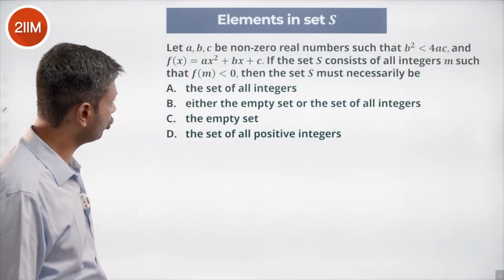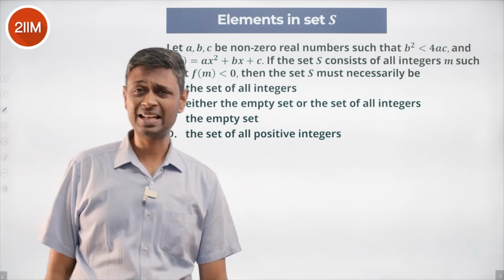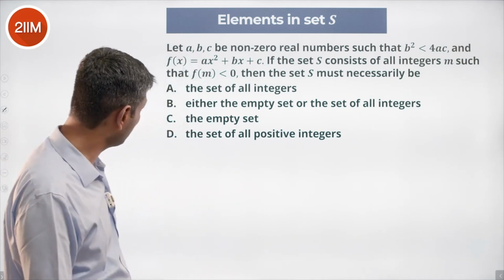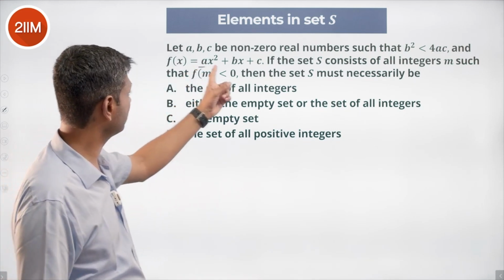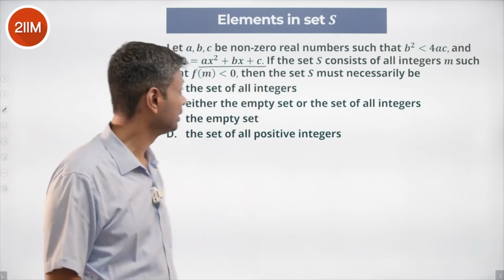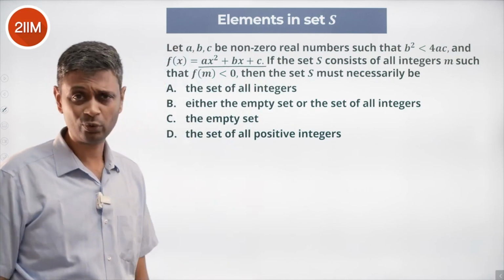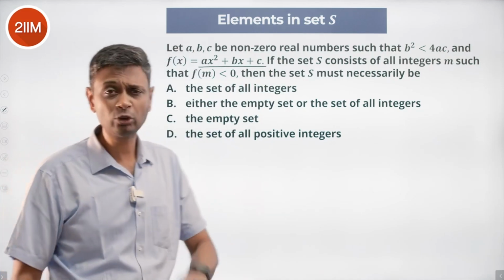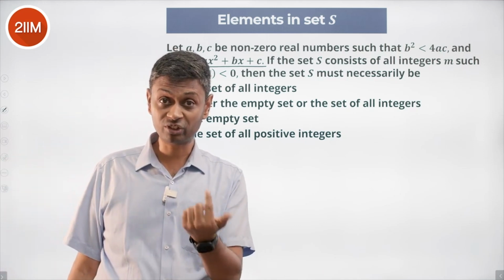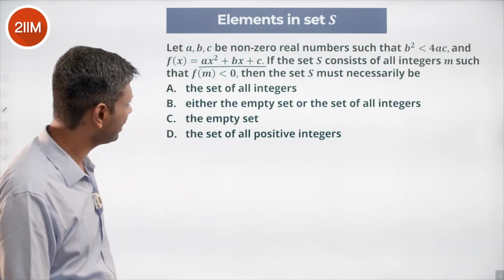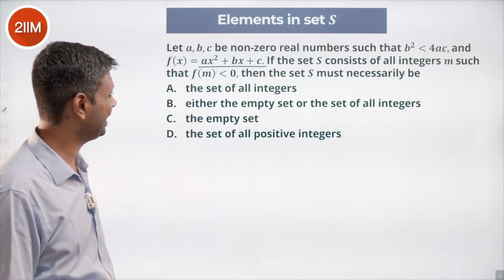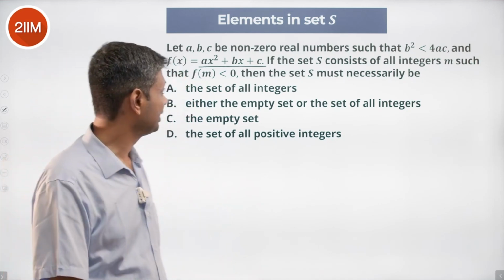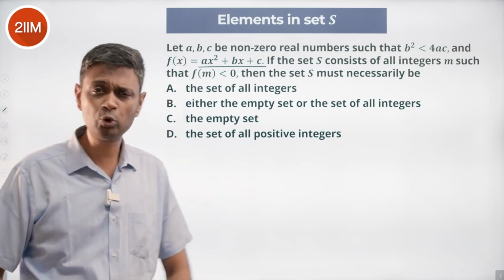Let a, b, c be non-zero real numbers such that b square is less than 4ac, and f of x equal to ax square plus bx plus c. Beautiful. When b square is less than 4ac, that means no roots are there. Discriminant is less than 0. The set S consists of all integers m such that f of m is less than 0. Then the set S must necessarily be... a beautiful question.